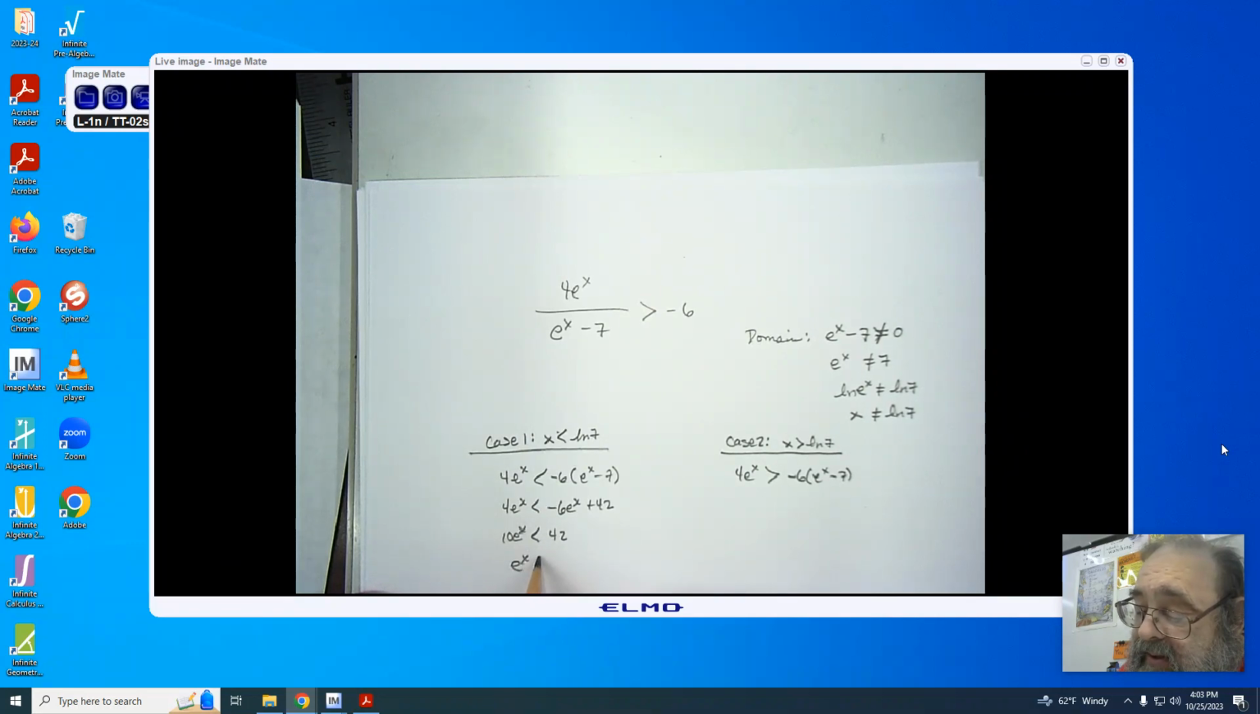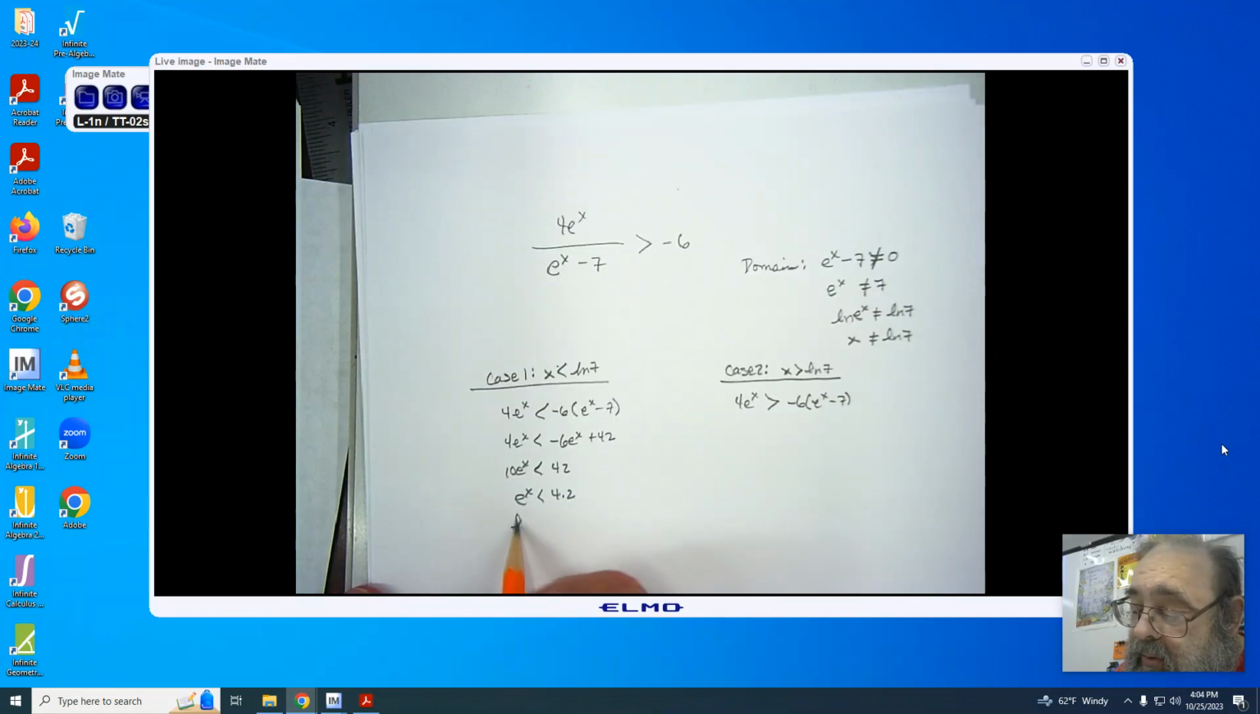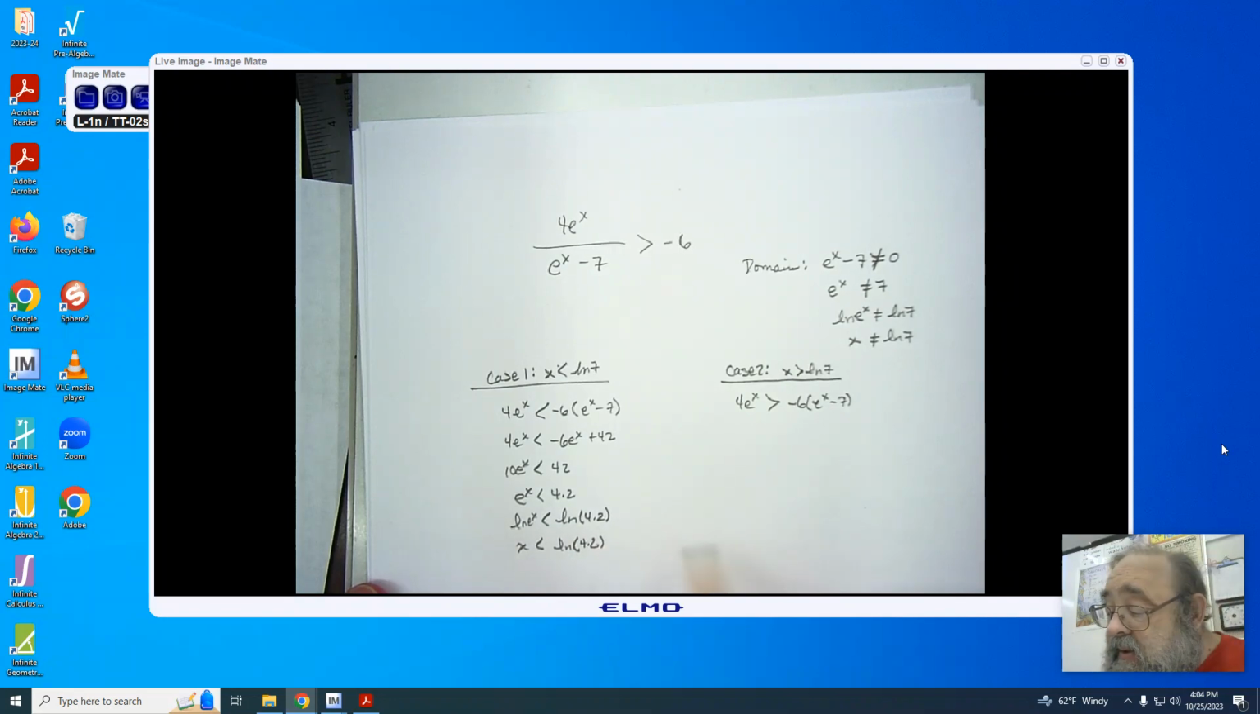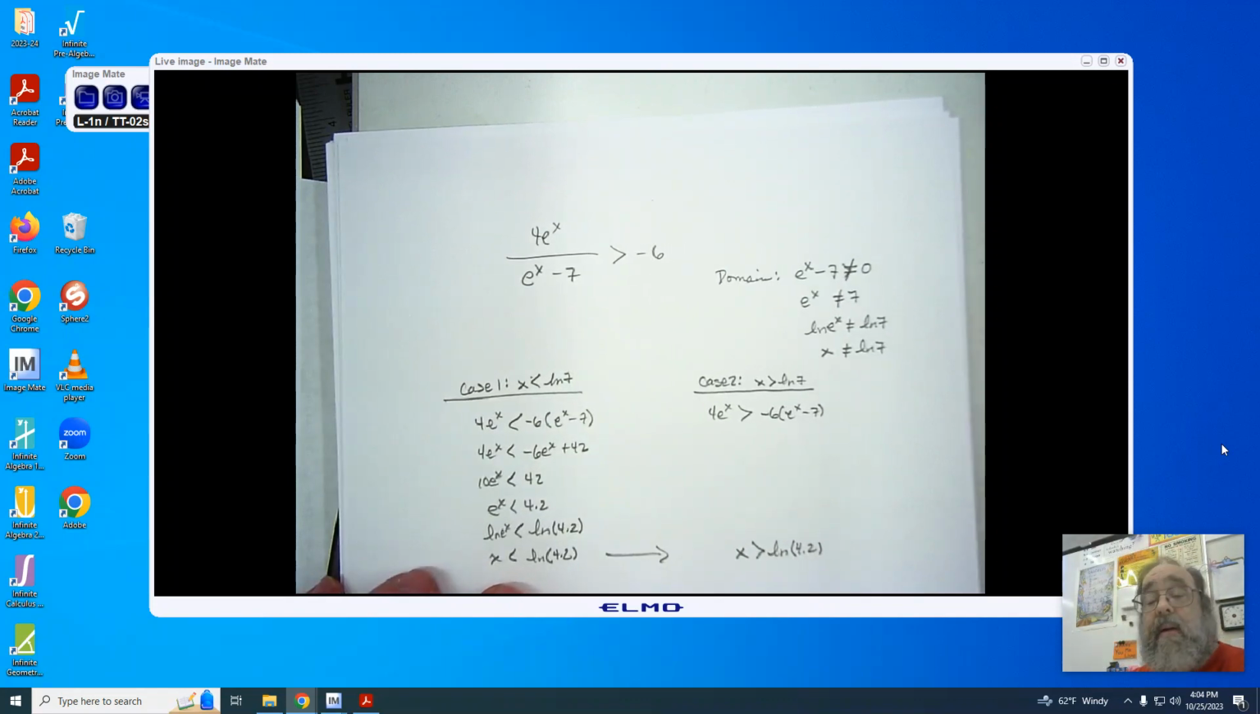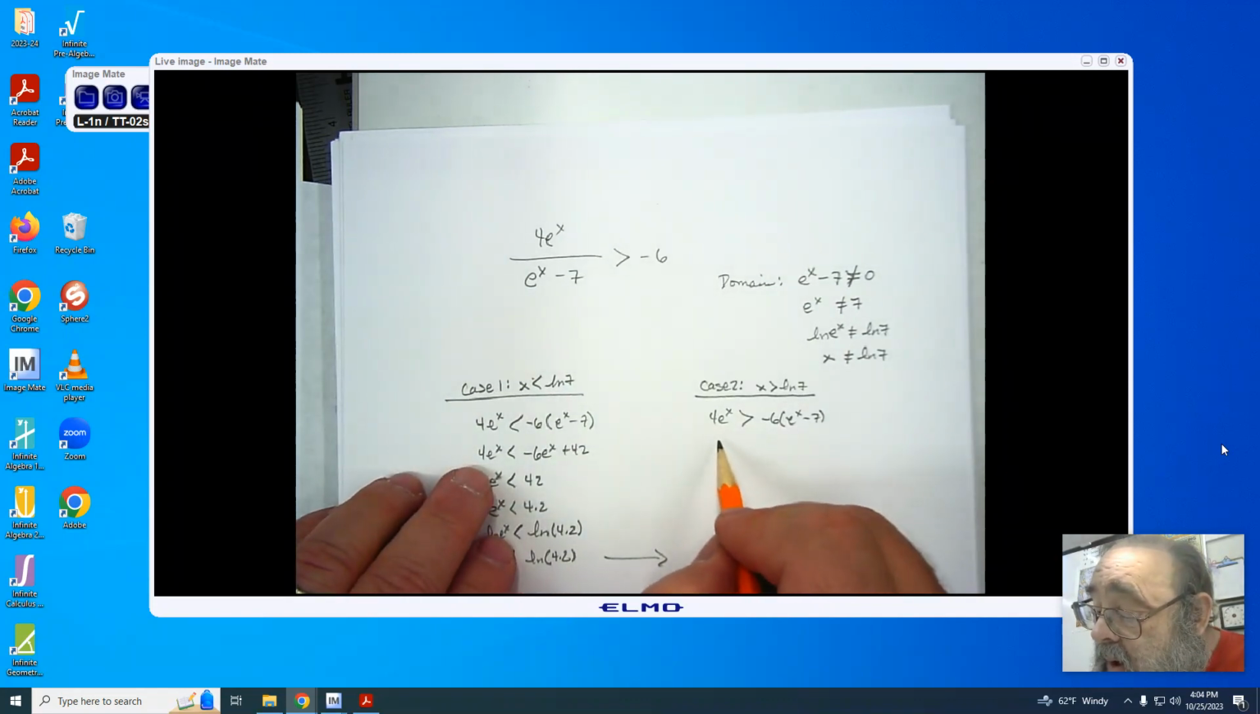E to the x has to be less than 4.2, and therefore the natural log of e to the x is less than the natural log of 4.2. X is therefore less than the natural log of 4.2. Now this other one has to be the other half. X is greater than the natural log of 4.2, and we can show that simply by doing the reverse work.